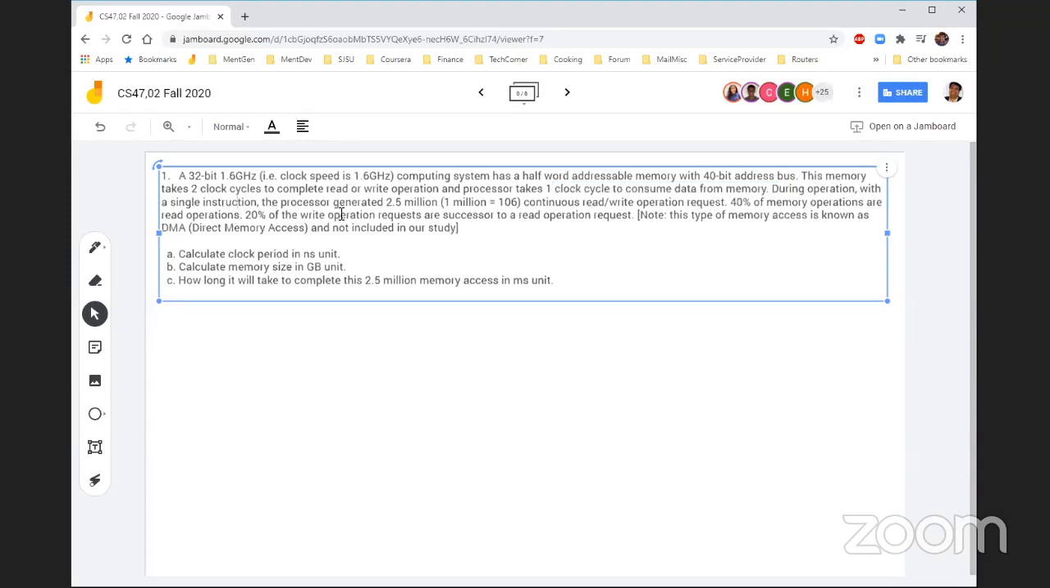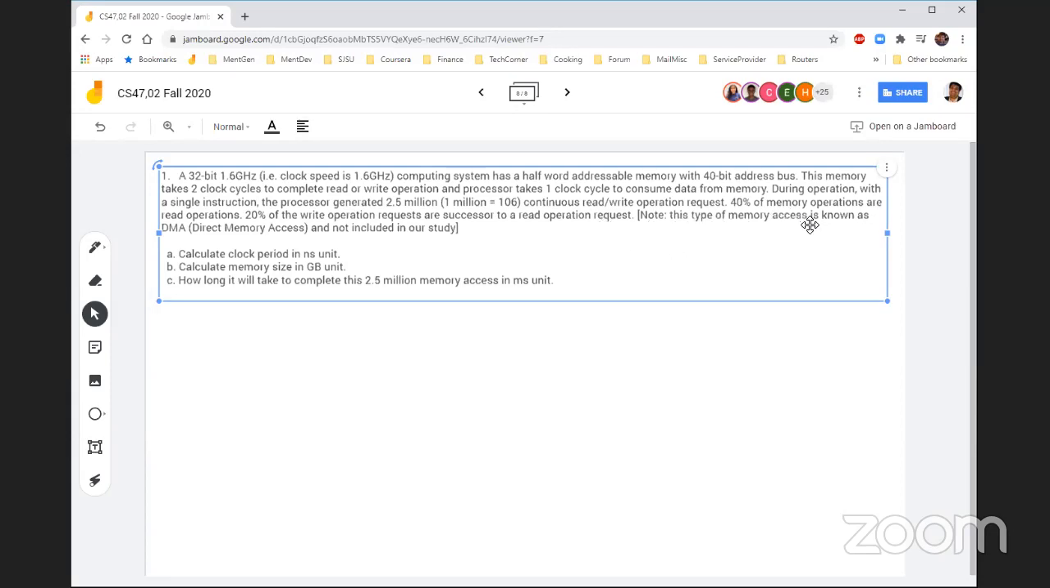During the operation with a single instruction, this processor generated 2.5 million, which is actually 10 to the power 6, continuous read and write operations. Among these, 40% are reads, and 20% of the write operation requests are successors of a read operation request. I mean, a read operation immediately followed by a write operation in the next cycle. So 20% of the write operations have such a scenario.